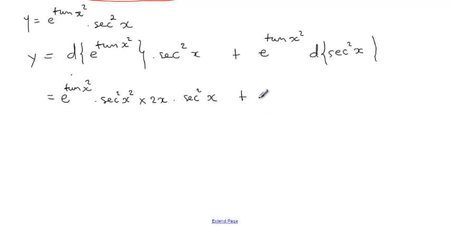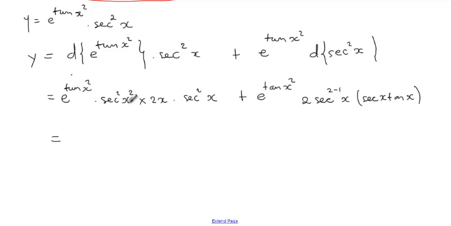So plus e^(tan x squared). Then I come and differentiate here, using the power rule: sec to the power 2 minus 1 of x, times the derivative of the argument, sec x tan x. I'm done. All I'm left with is to reorganize this to look more compact, more beautifully presented, and simplify where there are like terms.